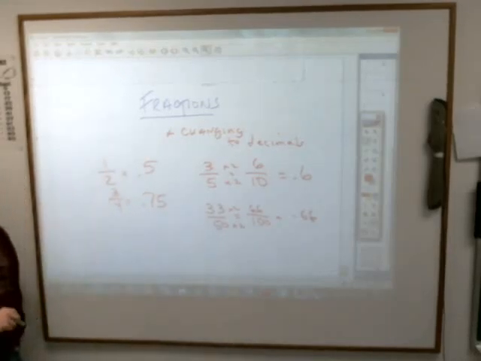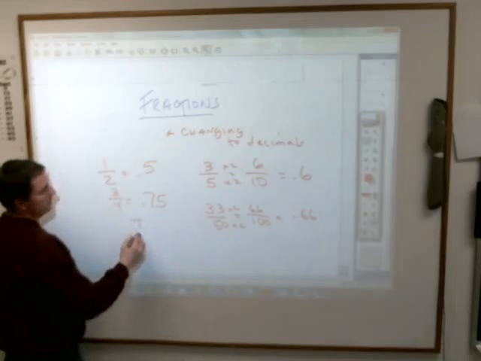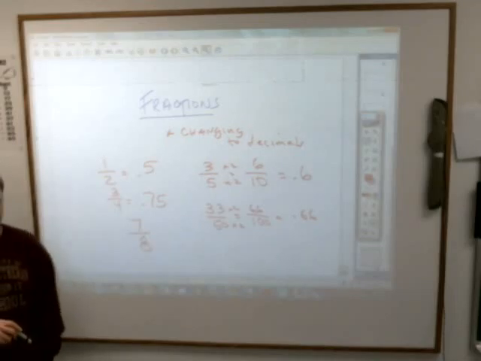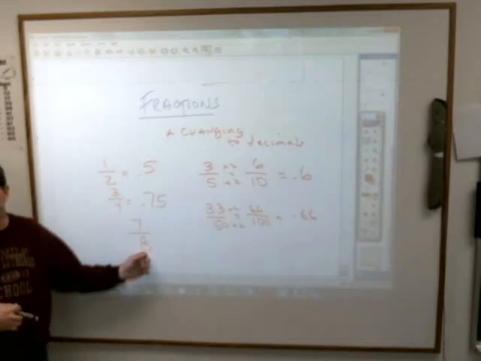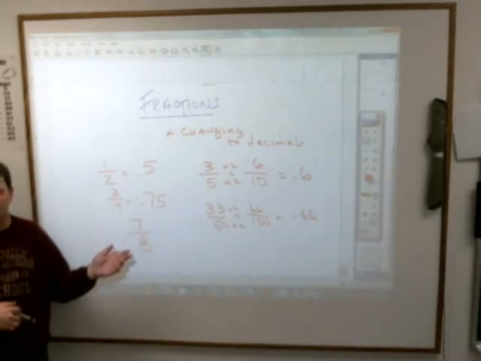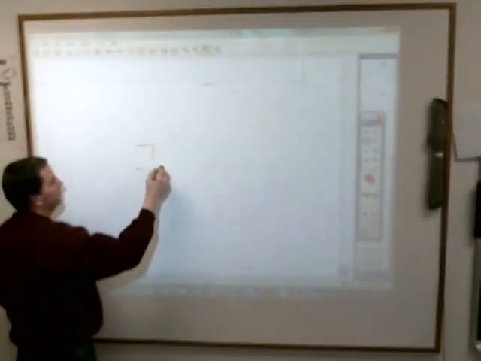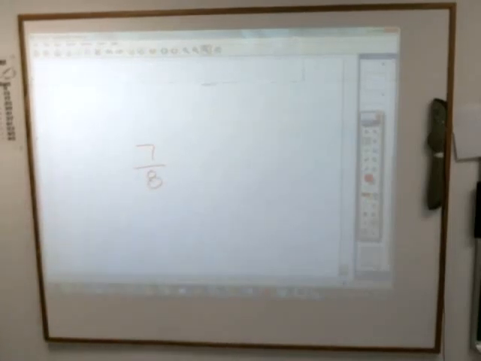But what happens when you come across a fraction like 7/8? First of all, you aren't going to be able to get it into a 10 or 100, 8 doesn't go evenly into 100. 8 does go into 1,000, but trying to figure out how many times 8 goes into 1,000 is going to be a little goofy. What is the surefire, no matter what happens, way to change a fraction to a decimal? Does anybody know?